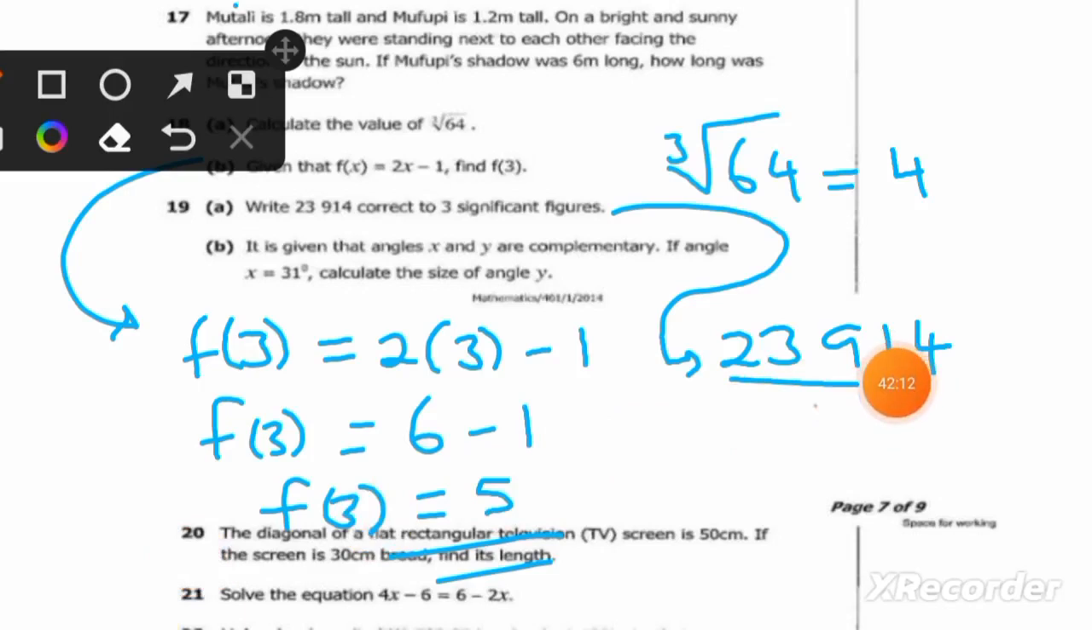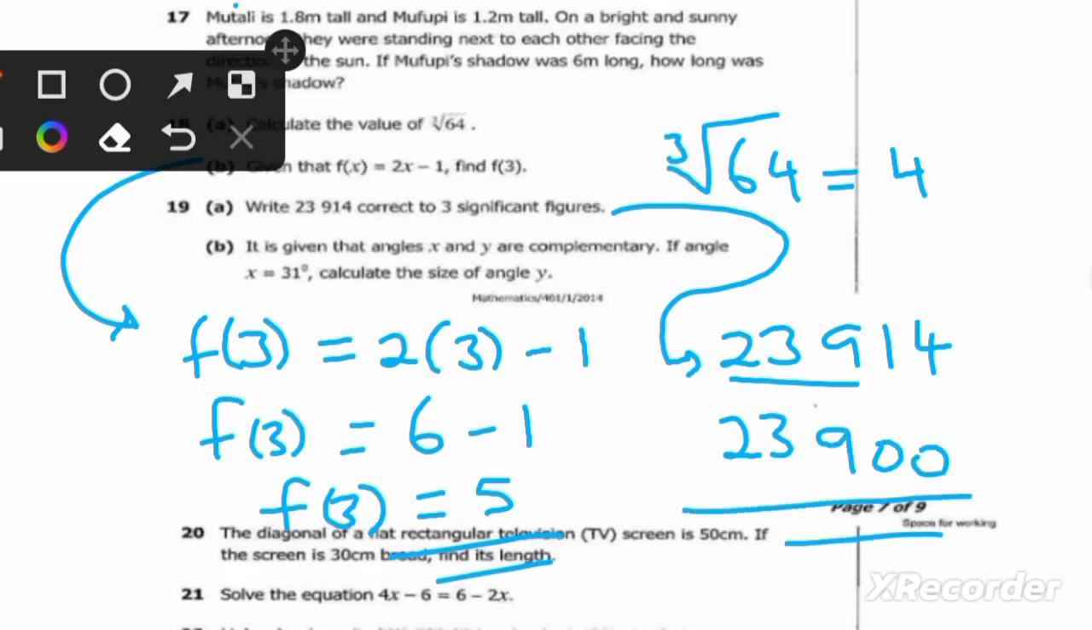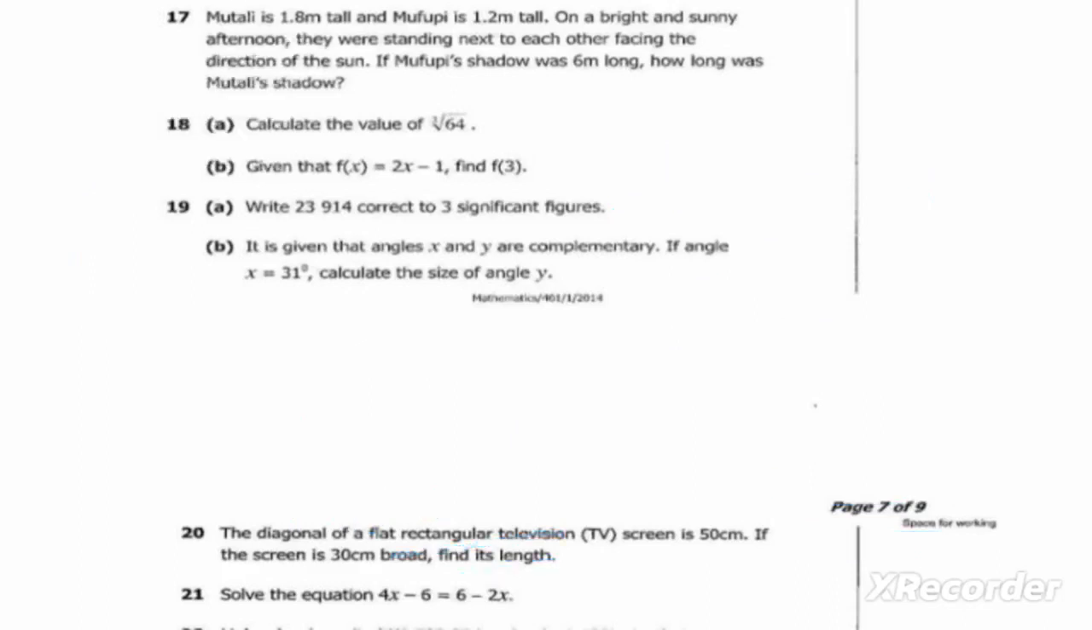So 1 is below 5, so we are not going to take 1 and add it here. So we are going to have 23,900, 3 significant figures. So this is our answer on question 19A. We move on to the next question.